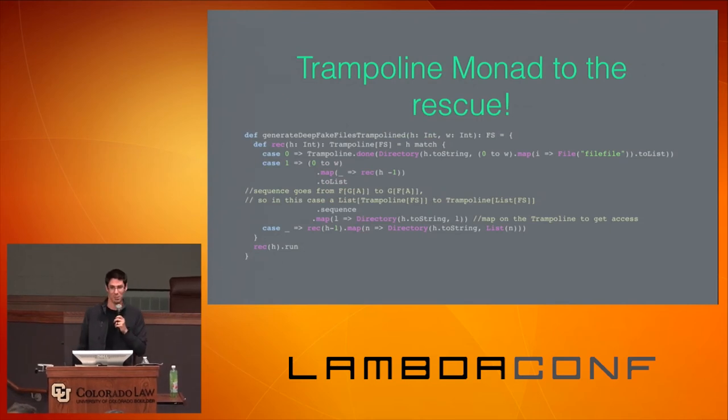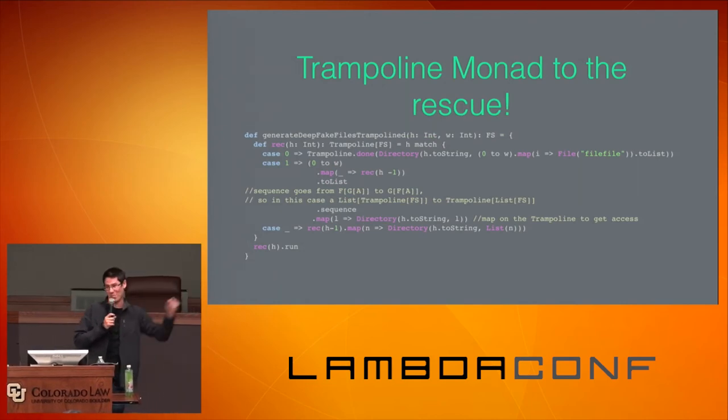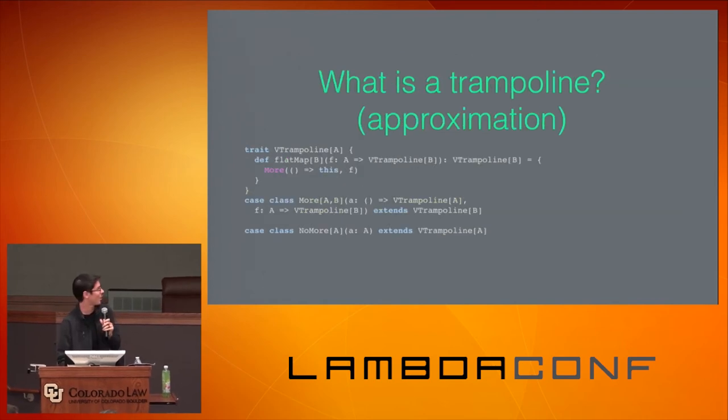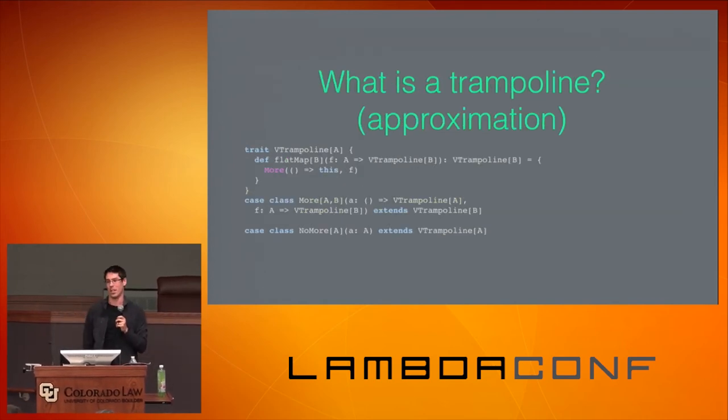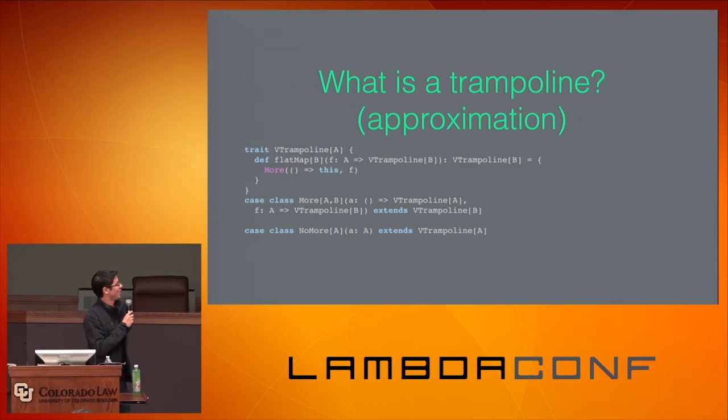Okay, so how do we fix that? Trampoline monad to the rescue. Okay, this is kind of crazy. So I'm going to go to the next slide, right? What's a trampoline? So this works, but how about we explain what a trampoline is? I wrote my own trampoline to get rid of all the cruft, the important stuff, but this is just kind of the platonic ideal of a trampoline monad, right?